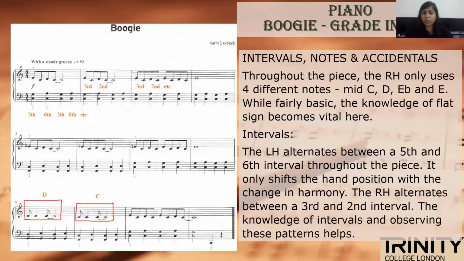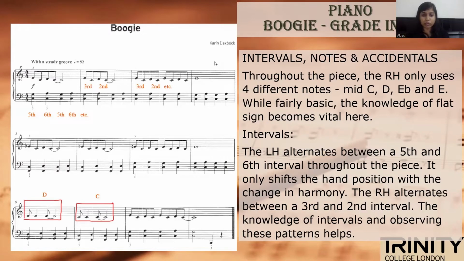Moving on, we're going to talk about notes, accidentals, and intervals. Now, throughout the piece, the right hand only uses 4 different notes, very basic: C, D, E flat, and E. But here, the knowledge of the flat sign becomes vital. It will help the student very easily shift between the major third and the minor third.